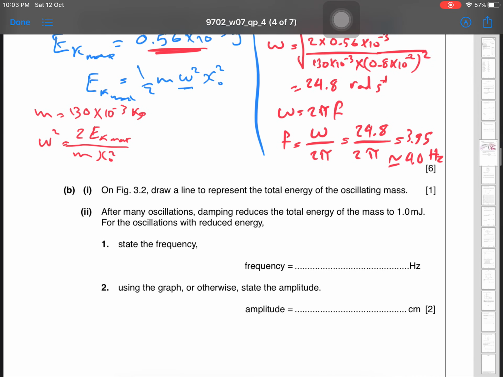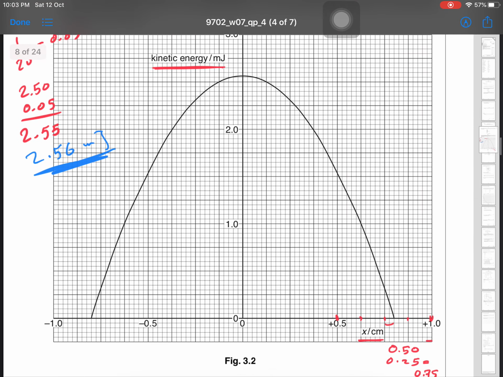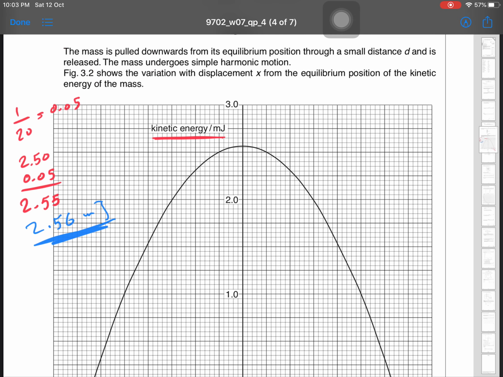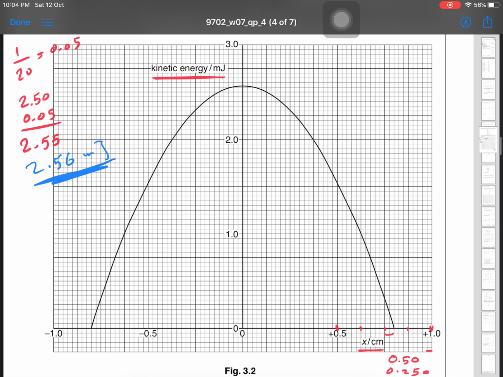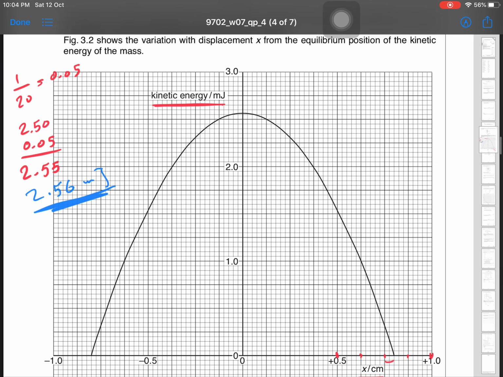On figure 3.2, draw a line to represent the total energy of the oscillating mass. Since the total energy is constant, we are going to draw a horizontal line to the maximum kinetic energy, because we know that we have a simple harmonic motion. Any increase in the kinetic energy, and on the other side we will have a decrease in the potential energy, but the sum of kinetic energy and potential energy is always constant. So we are going to draw a horizontal line from the maximum kinetic energy, and we have borders, so we need to put marks here.